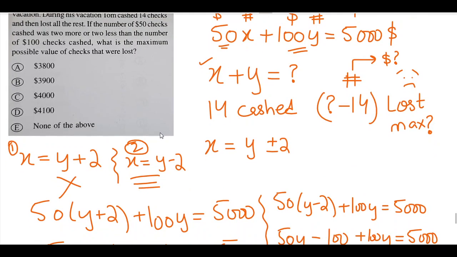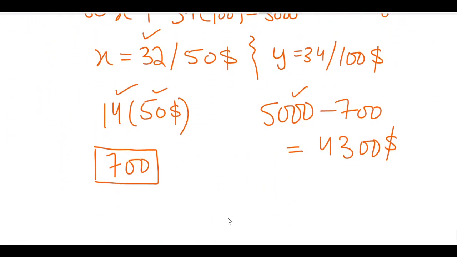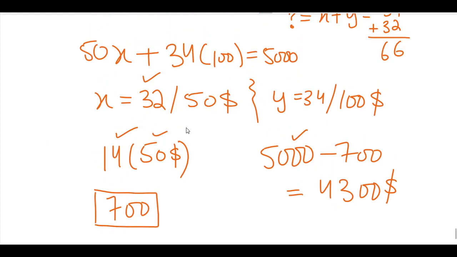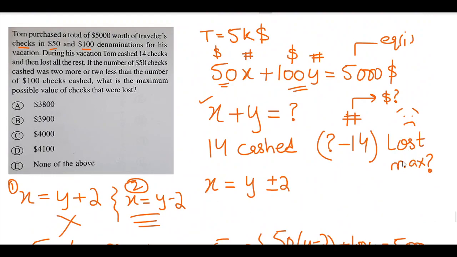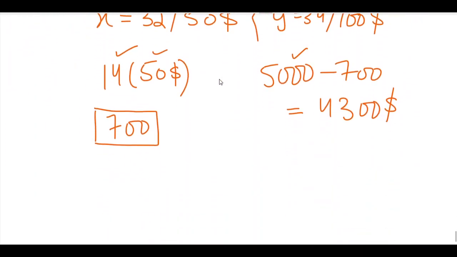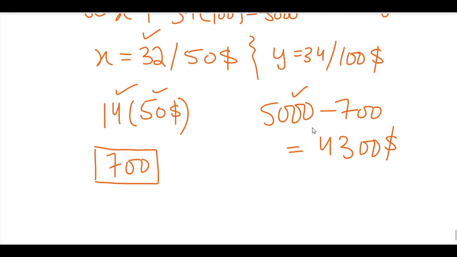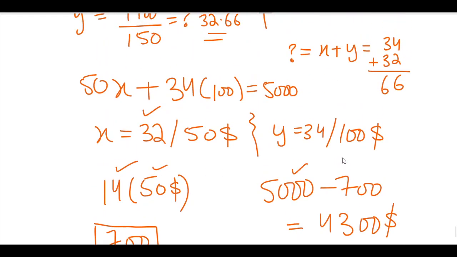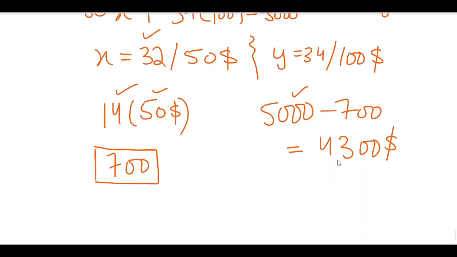That's weird. Did I make a mistake? So I need 14 and 50. I want this number to be as maximum as possible. So I need to cash all the values which have less value, which is 50. So 14 times 50 is, let me see if I made a mistake, 700. And if you subtract from the total, then you should get 4,300. Okay, so let's see if I do it the opposite way, but it doesn't really seem to make sense.